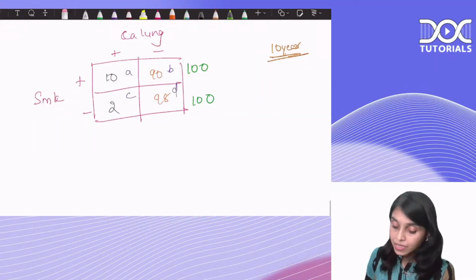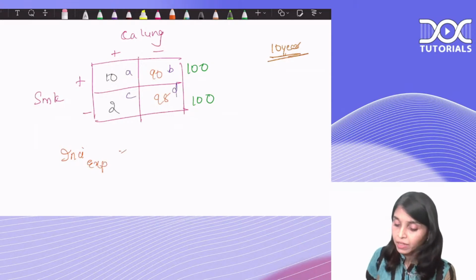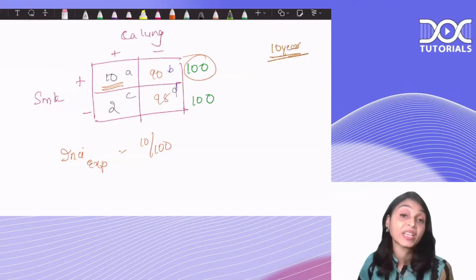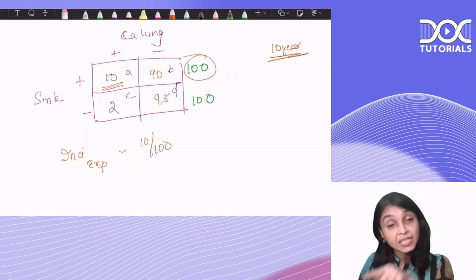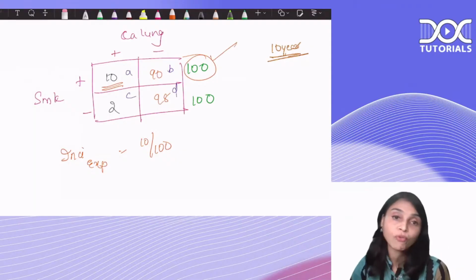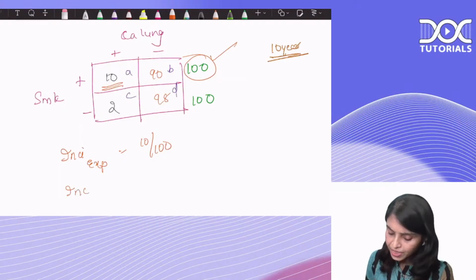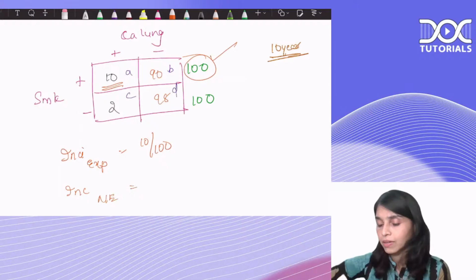First, what is incidence? Usually incidence and relative risk is what you get for the exam. Incidence of disease among the exposed will be 10 by 100, is it not? Out of 100, number of new cases. Incidence is number of new cases. That means the number of new cases of lung cancer which happened among the exposed at the end of your follow-up time. So that is 10 by 100. Then incidence of disease among the non-exposed will be, come on, tell me guys.